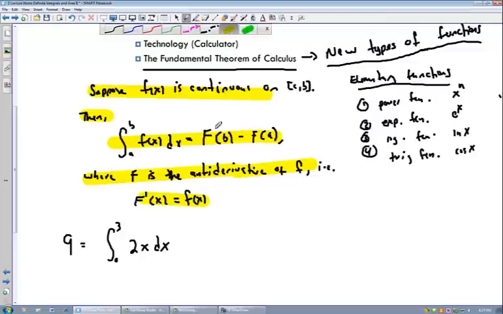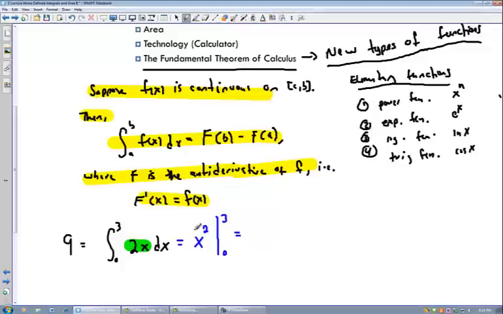Can you tell me the antiderivative of 2x? Can you tell me a function whose derivative is 2x? So think about the question. Hopefully you say, okay, what function when I take its derivative do I get 2x? And you say x squared. So what we'll do is write x squared here, and I'll keep these limits evaluated from 0 to 3.